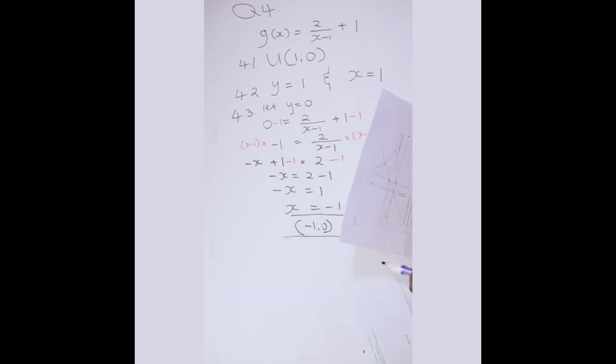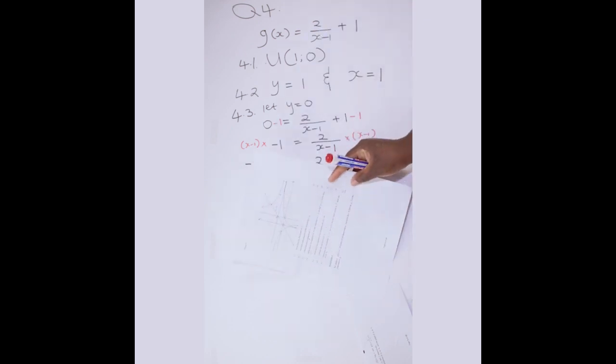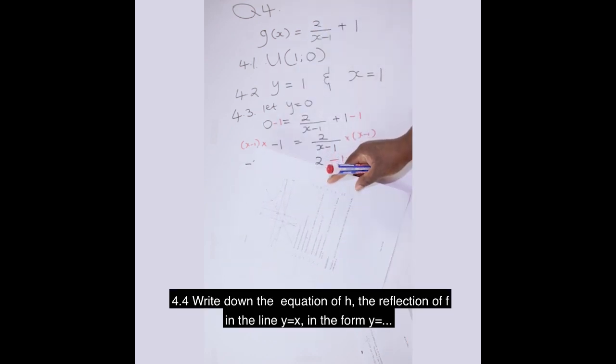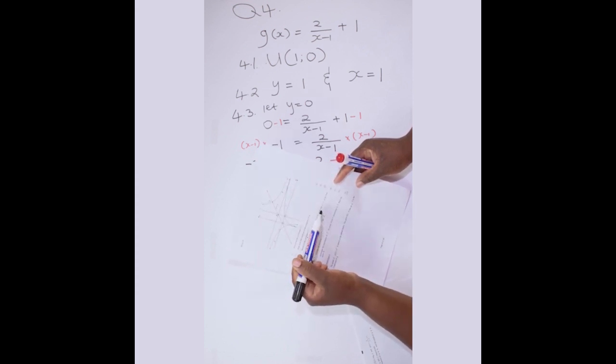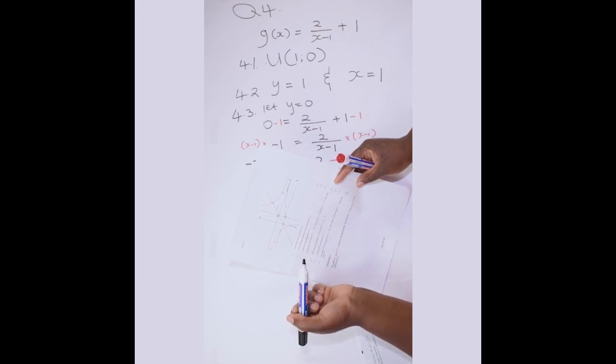Then we go to question 4.4. If you look at 4.4, they're saying write down the equation of h. Now, if you look here, you don't have the h, but they're saying the equation is of h, the reflection of f in the line y equals x.